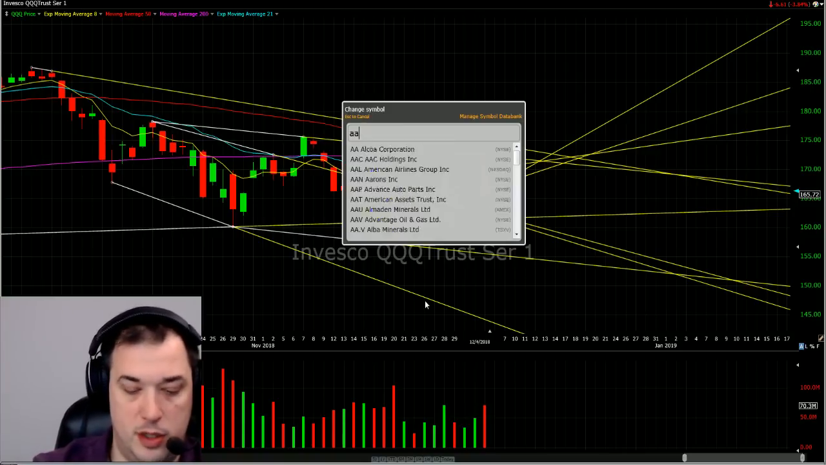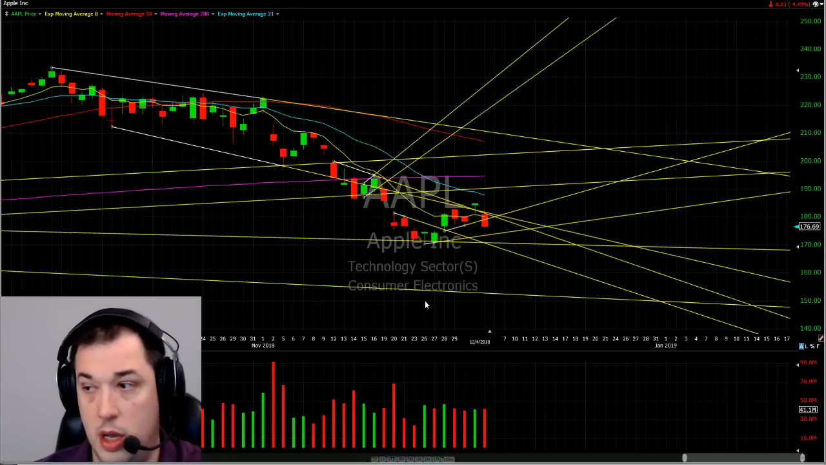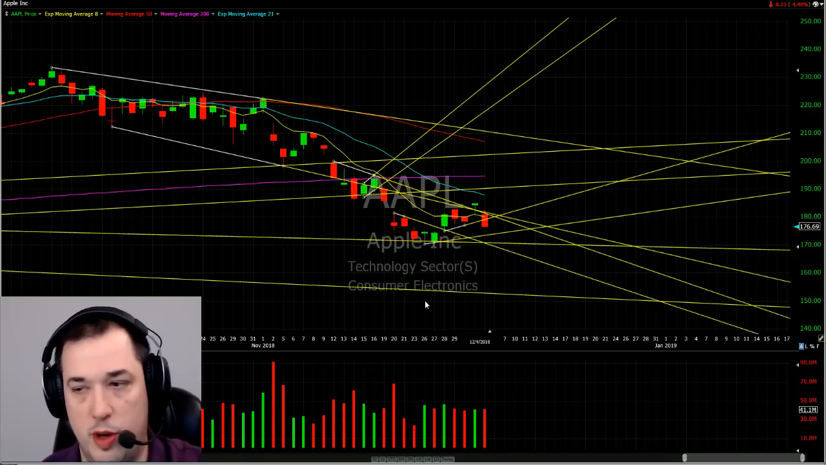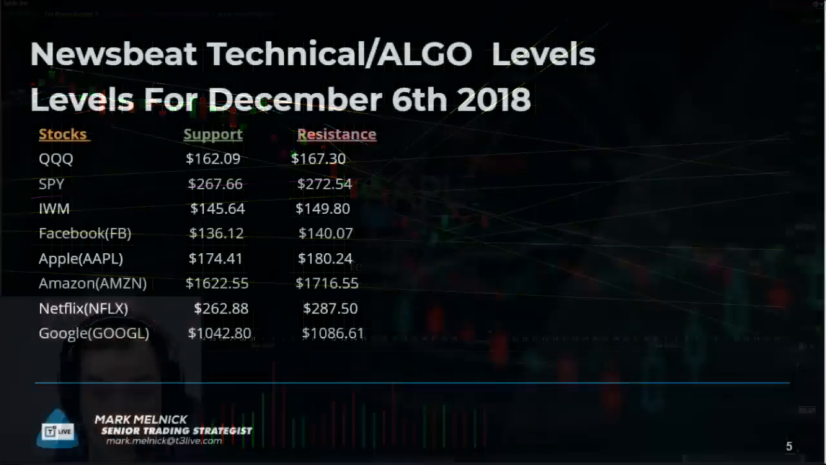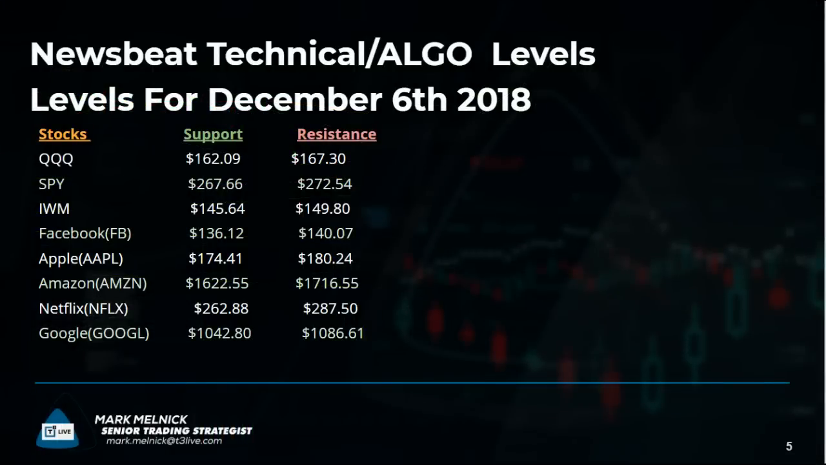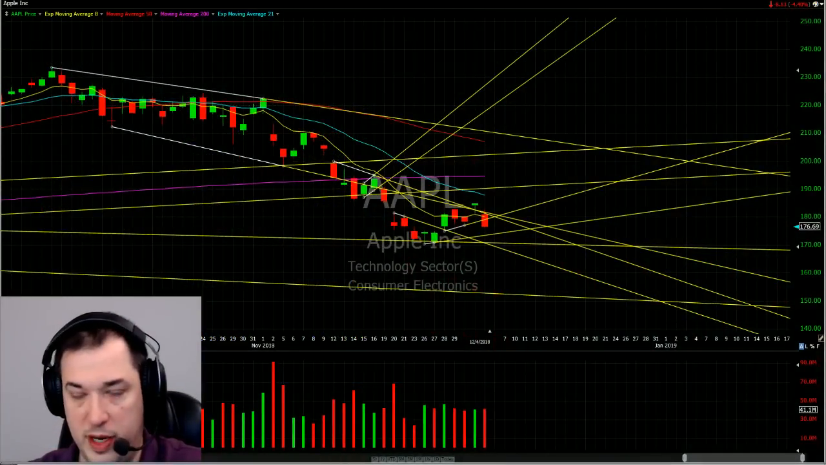So, just using Apple as an example here, how do you know what to do with Apple, Mark? Well, if we know where the robots are buying and selling ahead of time, hence why when I give you my algo levels, they're for the next trading day. So we're looking at these levels for tomorrow. We can interpret and react accordingly.